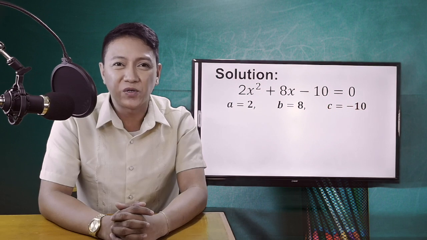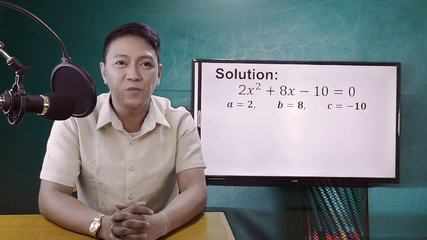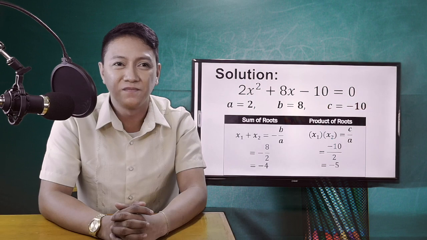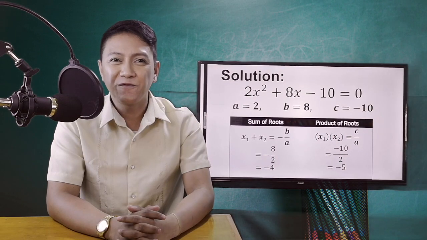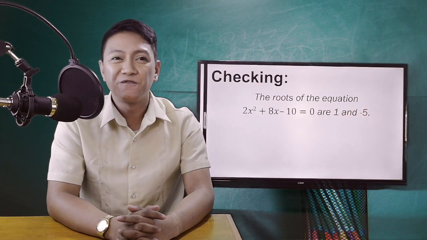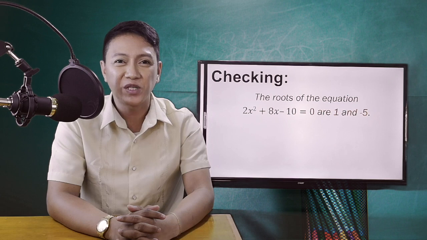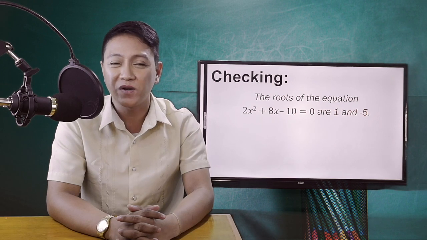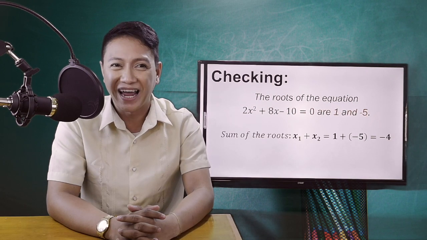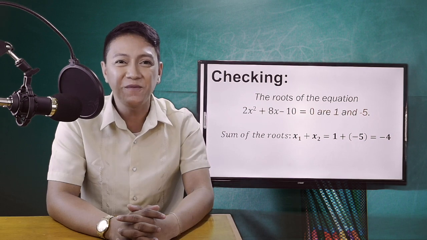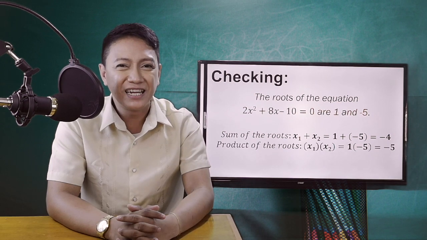Substituting these values in the formula for the sum and product of the roots of the equation, we now have the sum of negative 4 and the product of negative 5. To check if you got the correct answer, find the roots of the equation using any of the methods of solving quadratic equations. Then, determine the sum and product of the roots. Did you understand?